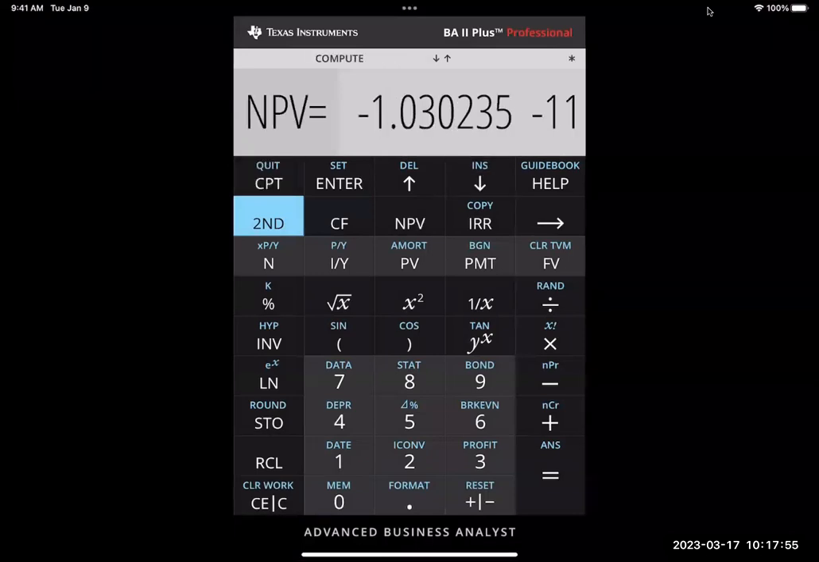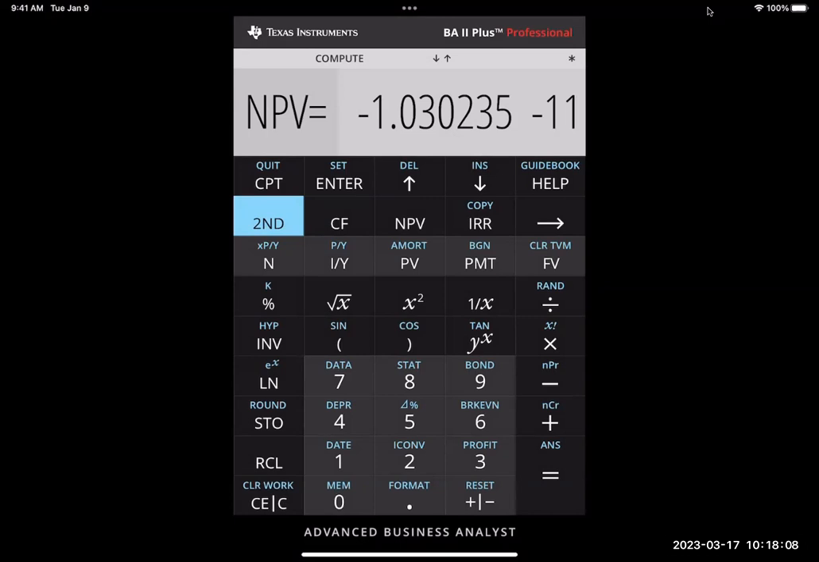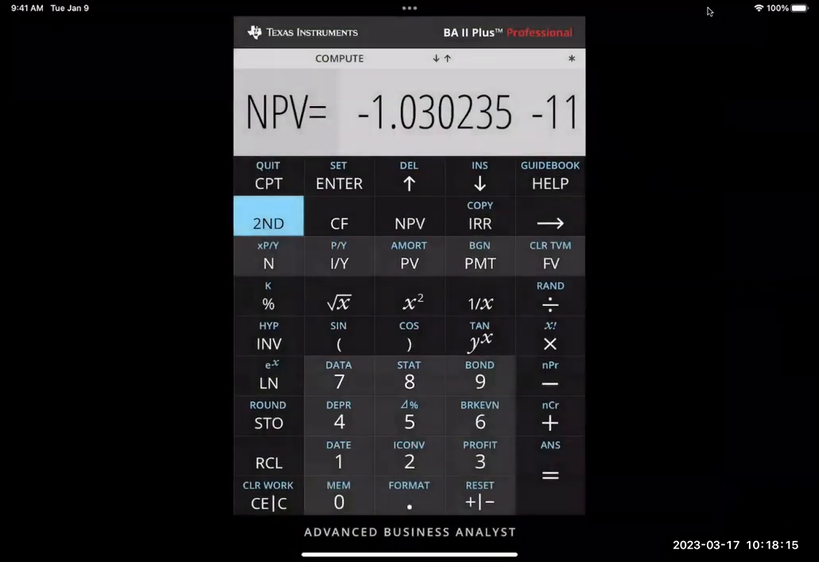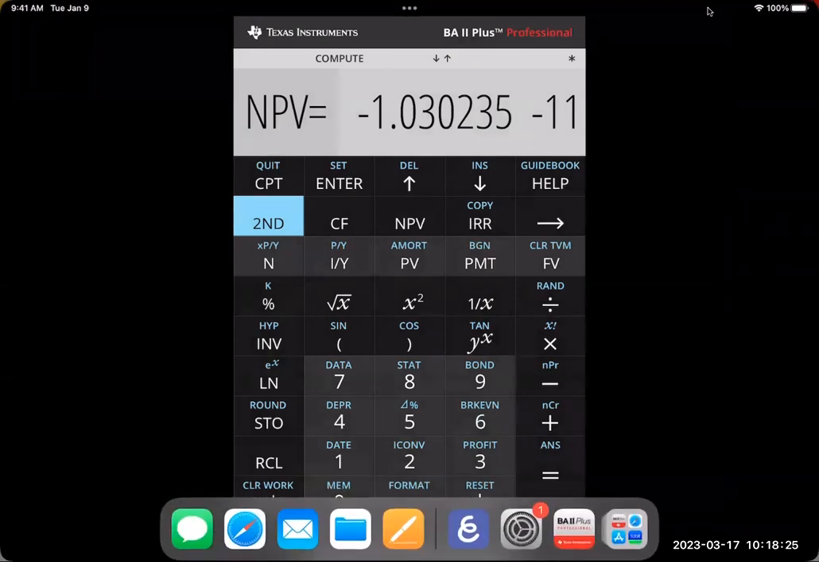And now compute. And you see that number has 10 zeros in front of the one. So it's 0.00000001. Got it? That's what 1.03 times 10 to the negative 11 is. So it has 10 zeros in front of the one. All right.